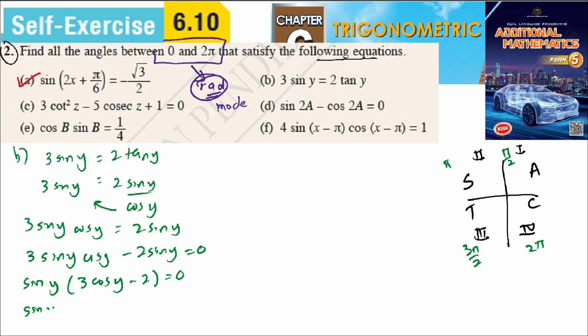So we see here we get sine y is equal to 0. So we know the graph here. So 0, 180 and 360. You see here when sine y is 0, at the graph the 0 is 0, 180 and 360. Okay, this one.